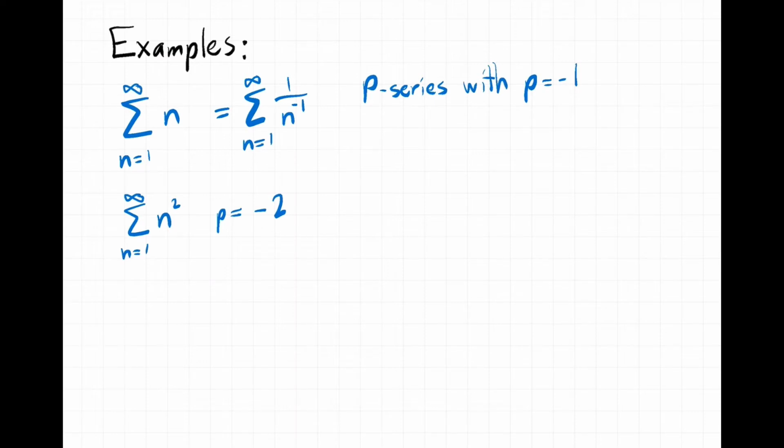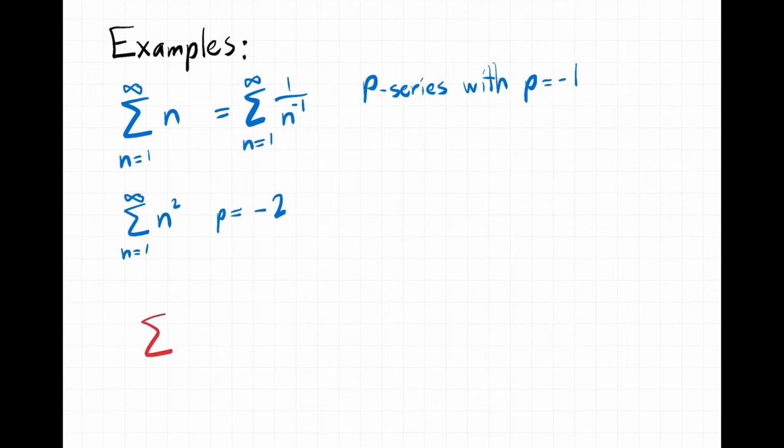But since p, by definition, is the power on the n in the denominator, if your n is in the numerator with a positive power, your p is actually negative. We use this notation because the series that are most interesting to us are the ones where the n is in the denominator with a positive power, and therefore p is positive. These series that I'm writing down here are less useful and come up less in conversation, and we'll see why in a moment.